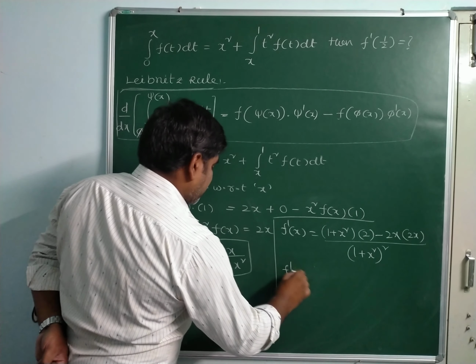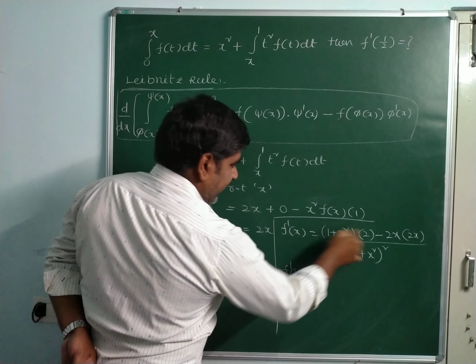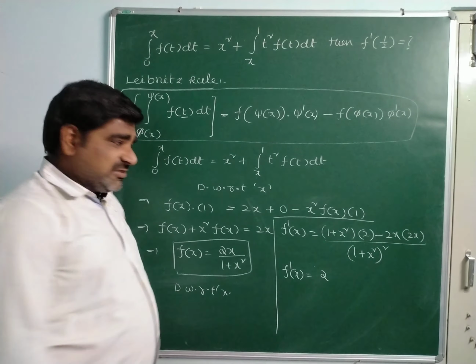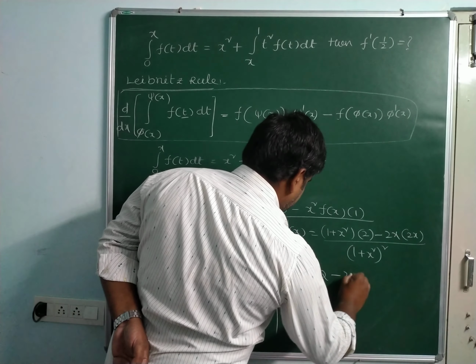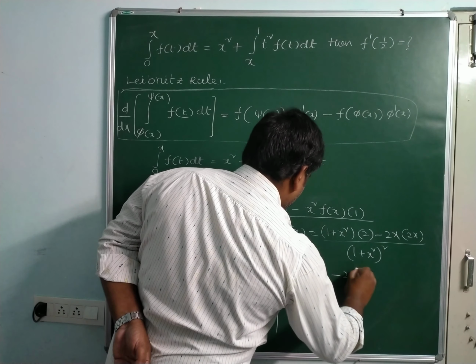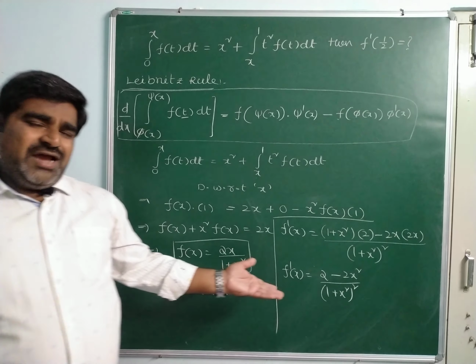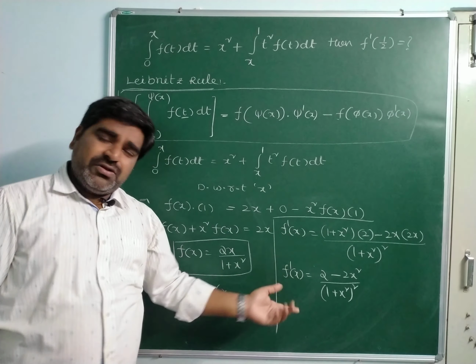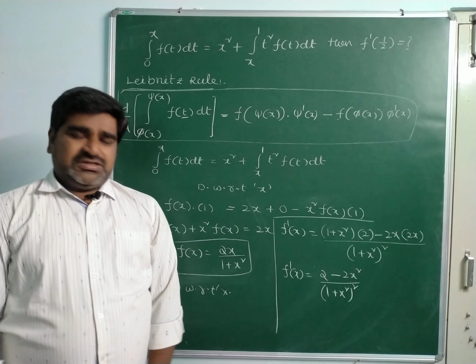So finally f dash of x is like this: 1 into 2 is 2, plus 2x square, minus 4x square. 2x square minus 4x square is minus 2x square, whole by 1 plus x square whole square. Like this, we can find f dash of x. But he is not asking about f, he is asking about f dash. Just substitute 1 by 2, and automatically you will get your answer.